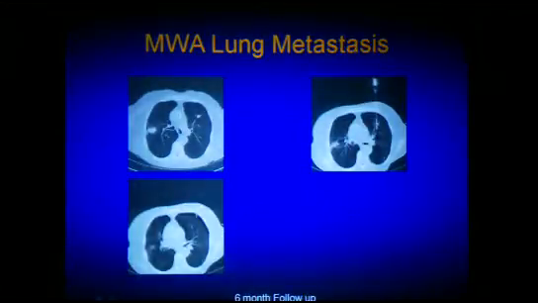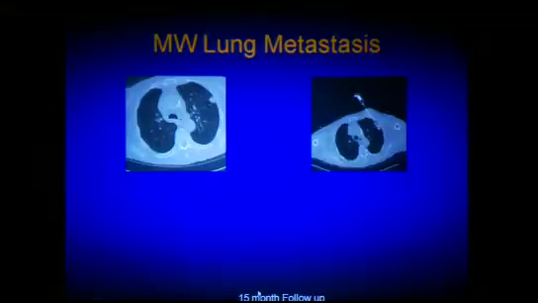She subsequently developed another lesion in the left lung zone. We ablated that area. We did have a small pneumothorax, which resolved with chest tube placement, and that was at the 6-month follow-up. She subsequently had a 9-month and a 12-month follow-up with no change. The 15th-month follow-up, she had a third lesion near the periphery, which we subsequently ablated.